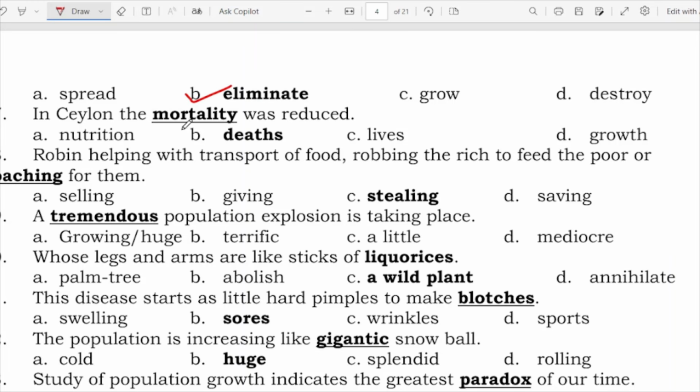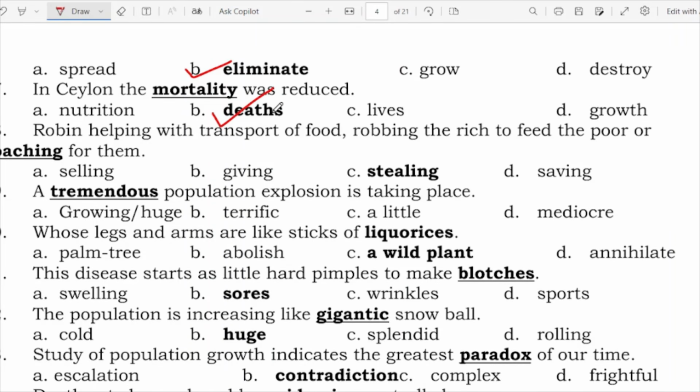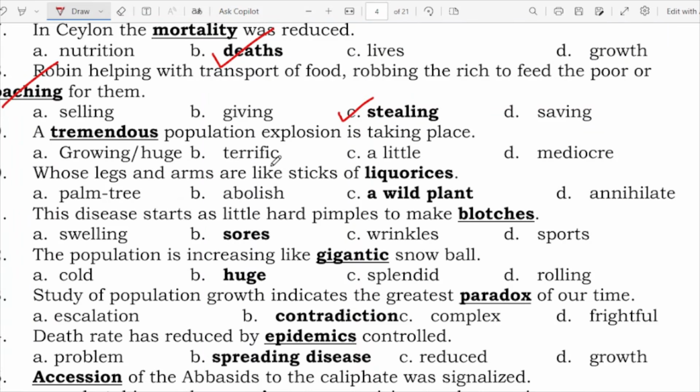In salons, the mortality death rate was reduced. Robin helping, this is population explosion with the transport of foods, robbing the rich to feed the poor, or poaching. Here we have the stealing ones. A tremendous population explosion. Tremendous means huge. You have already there extremely large.